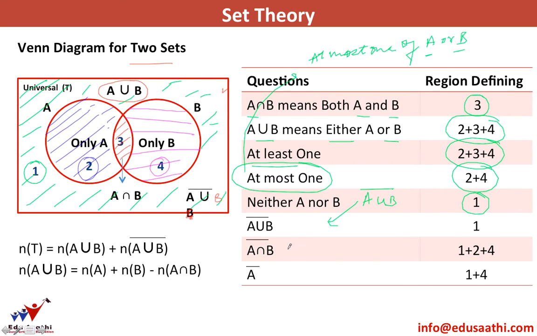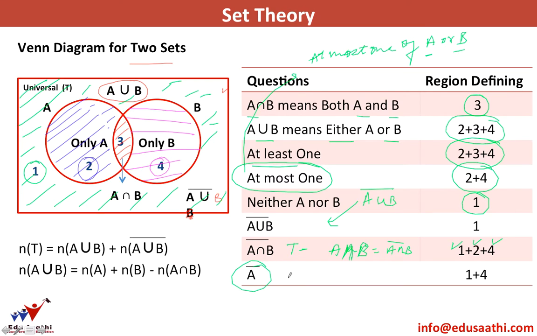Then A intersection B complement means the universal set T here minus A intersection B. The complement of anything is the universal set minus that thing. So the complement of A intersection B is T minus A intersection B. This is equal to A intersection B complement. So what is A intersection B? 3. So everything apart from this region 3 is A intersection B complement. That is why we have 1 plus 2 plus 4. Everything apart from A intersection B.